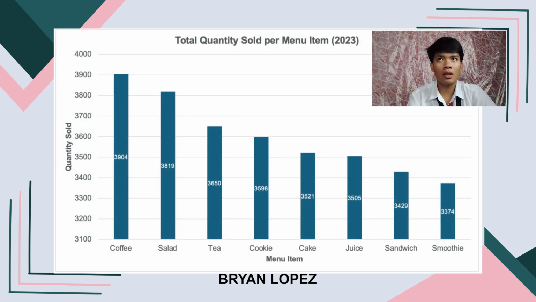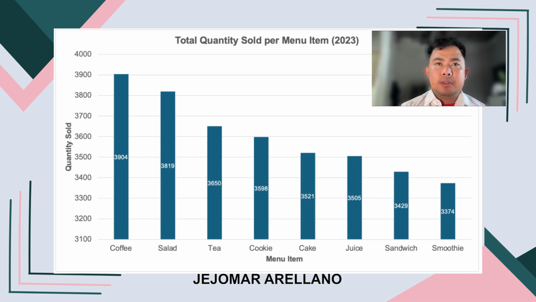Makikita sa graph na ito na ang coffee o ang kape ang pinakamabenta noong 2023 habang ang smoothie naman ang may pinakamababang benta. Pinapakita din sa graph na ito na mas gusto ng mga customer ang kape kaysa sa ibang mga menu items. Mahalaga itong bar chart na to kasi pinapakita yung mga products na mabenta. So, kung nagmamanage ka ng isang cafe, mas ipaprioritize mo yung mga mas mabebenta.